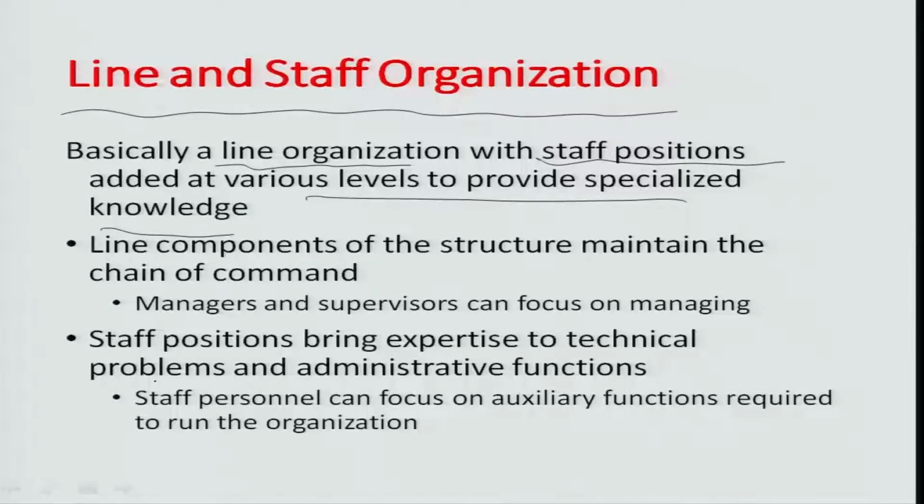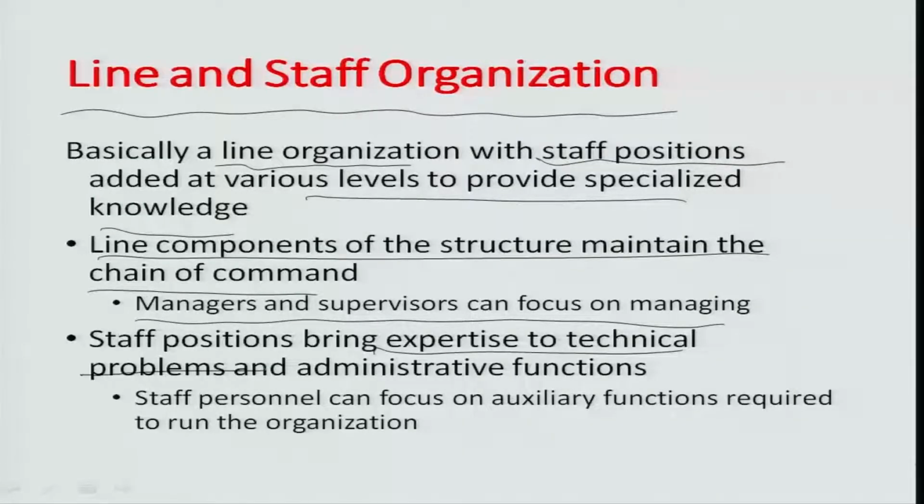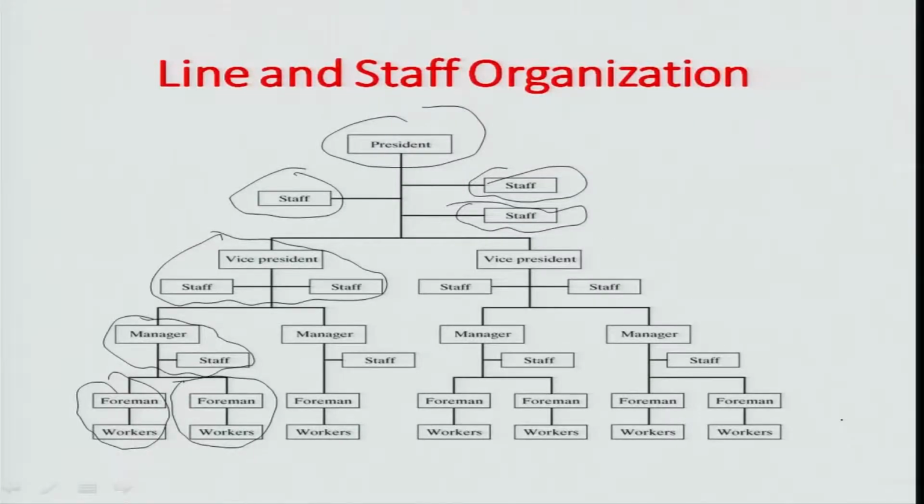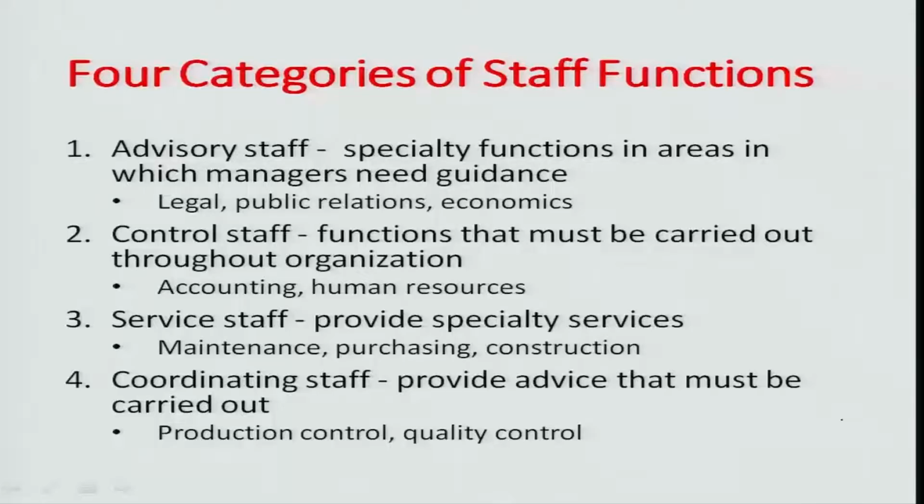So, line components of the structure maintain the chain of command. As you can see, managers and supervisors focus on managing the show, and then the staff positions would typically bring expertise to the technical problems and sometimes administrative functions, and also they can focus on some auxiliary functions which may not be really important for the value chain in a direct manner, but in an intangible manner they may be important to the value addition chain, and this is required to run the organization in a certain domain. So, that is how line and staff organizations could be categorized.